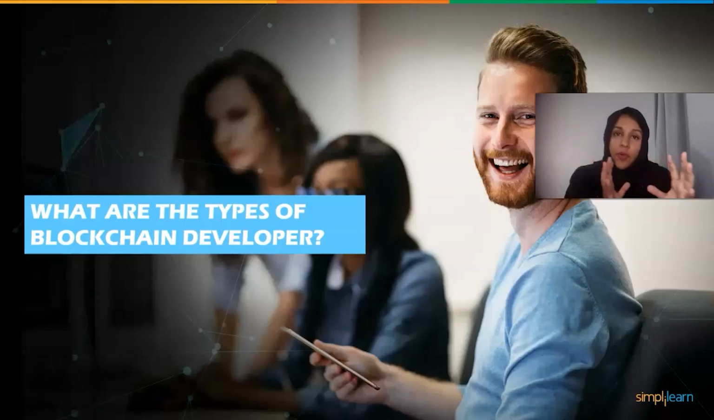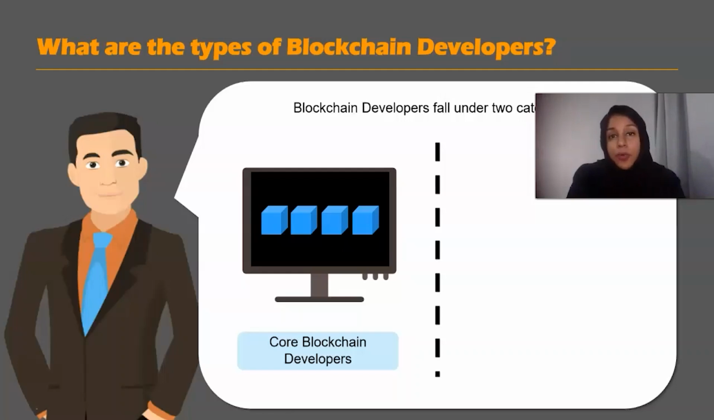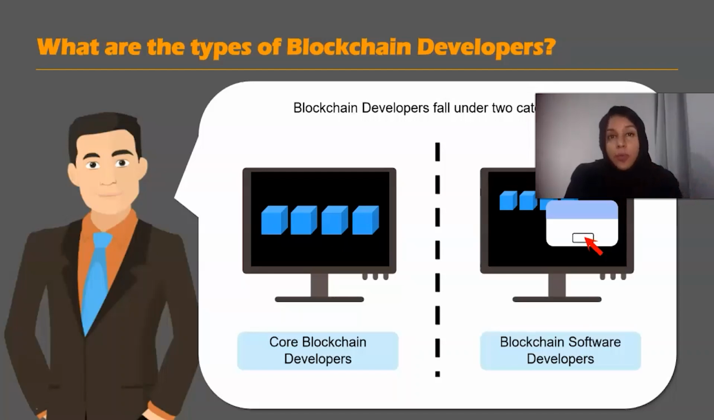If you focus on the sides, it's divided into two sections. One is a core blockchain developer, who works on the underlying blockchain architecture, or you can say works on the consensus algorithm, how these things are going to work. That comes under the core blockchain developer. Another important part is blockchain software development, or you can say the dApp developer, who develops the application that's built on top of that blockchain technology.